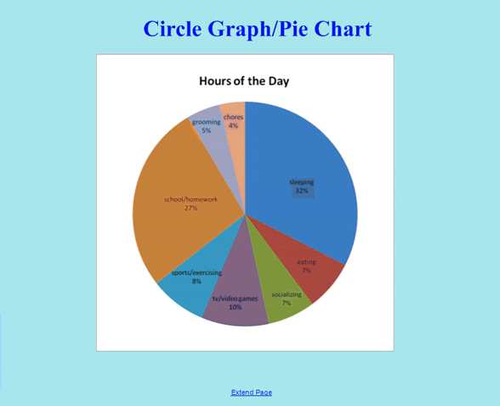Here's another way to break down the same information. So in this case, we're using the circle graph to show how the hours of the day have been distributed. Once again, you can see that sleeping takes up the most part of the circle graph, followed by school and homework.